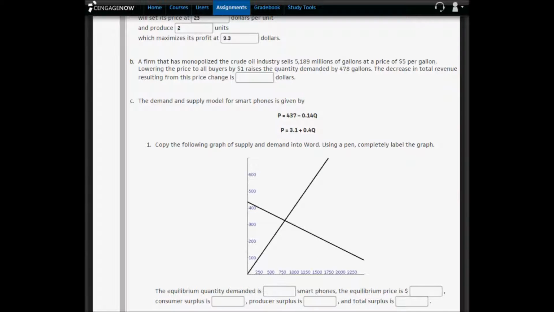In part B, we have to answer a separate question about monopolies. A firm that has monopolized the crude oil industry sells 5,189 millions of gallons at a price of $5 per gallon. Lowering the price to all buyers by $1 raised the quantity demanded by 478 million gallons. We want to calculate the decrease in total revenue resulting from this price change. All these numbers here have been copied and pasted into Excel.